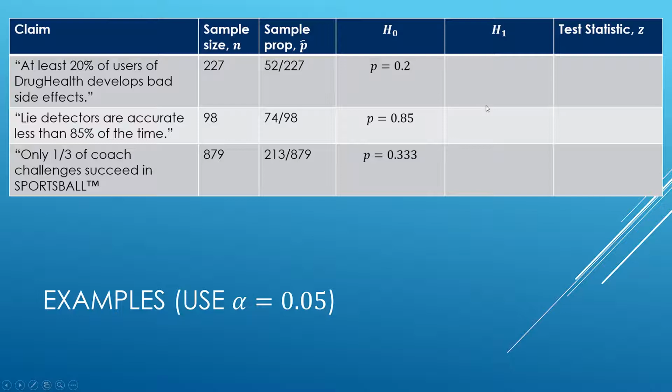So we ended the video there, and I challenged you all to find the alternate hypotheses. So hopefully you found for me this first one. Since it said at least 20%, the alternate hypothesis should be p is greater than 0.2. For the next one, lie detectors being accurate less than 85% of the time, this should be a less than inequality here. And finally, the claim that only 1/3 succeeds, well, it's not saying greater than, and it's not saying less than in any of the language I'm familiar with. So we'll go with p not equal to 0.333 for our alternate hypothesis for number 3 here.